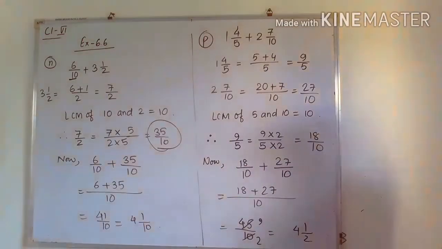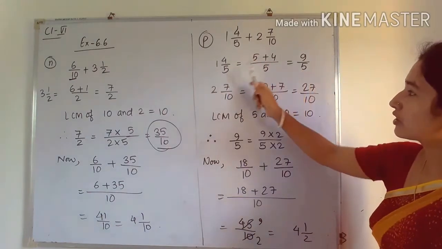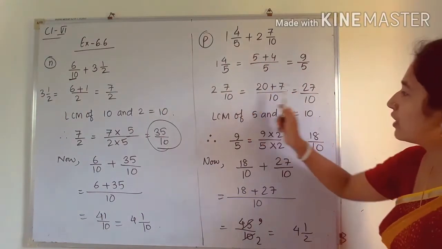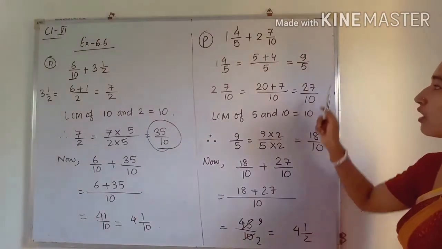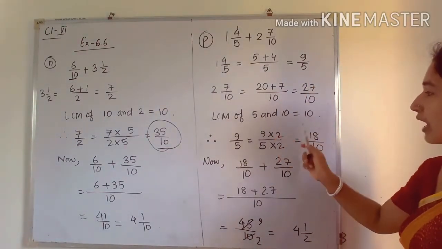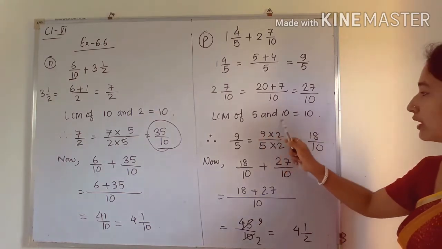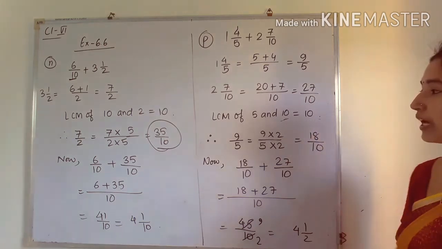Next, the two fractions are mixed fractions. So first of all, we will convert them into improper fractions. So 9 by 5. Next will be what? 27 by 10. So now see, the denominators are 5 and 10. So we have to find the LCM. And you can here also see 10 is a multiple of 5. So the greater number is 10 here. So 10 will be the LCM.